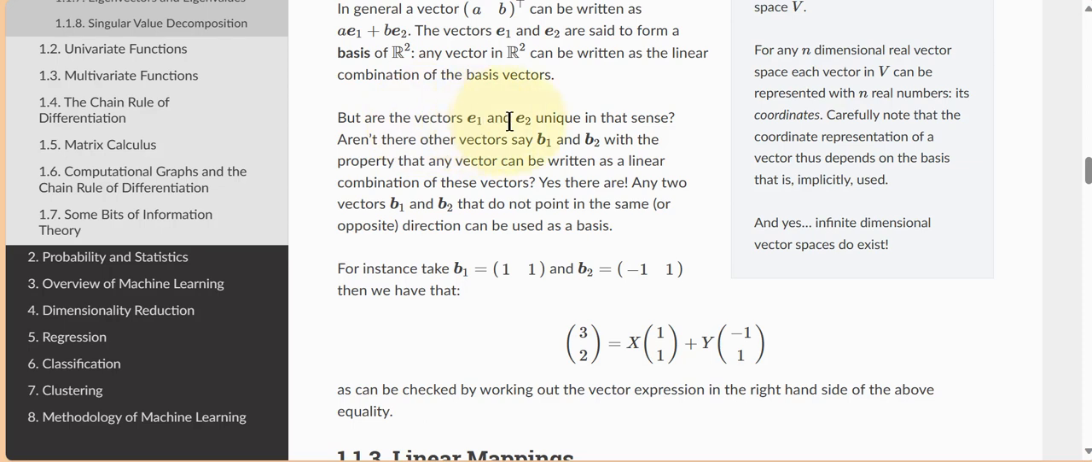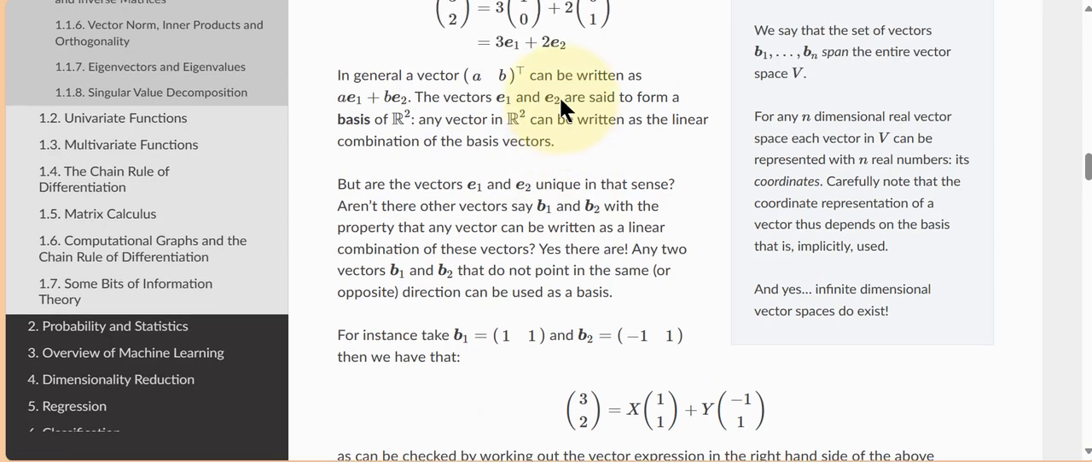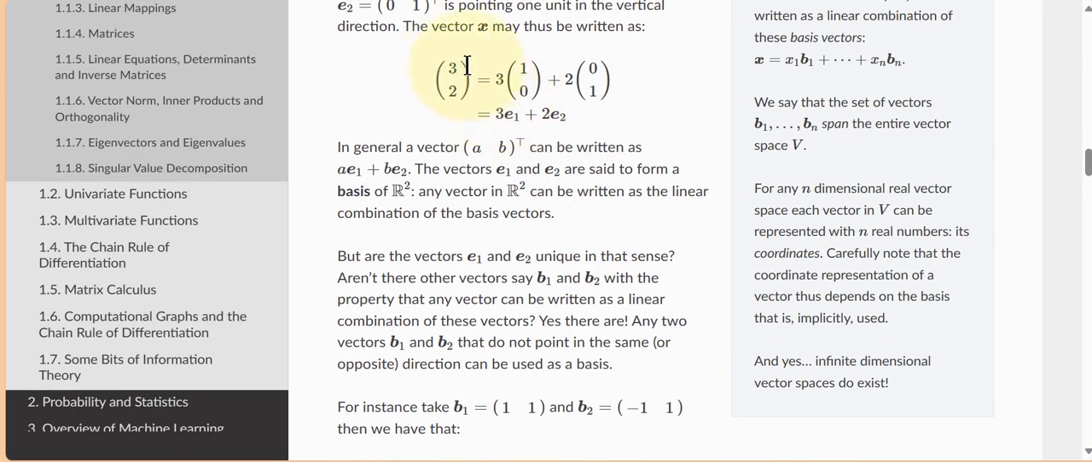So right here they ask, are E1 and E2 unique? No, we just argued that they're not unique. Are there other vectors, B1 and B2, such that we can still express any vector, for example 3, 2, as what we call a linear combination of B1 and B2? Yes, we can do that for lots of pairs of B1s and B2s.